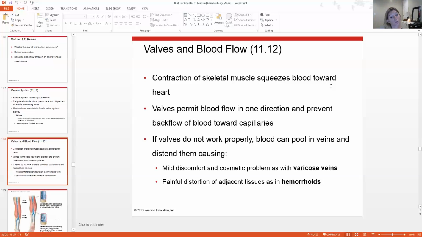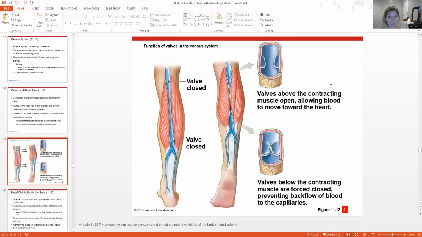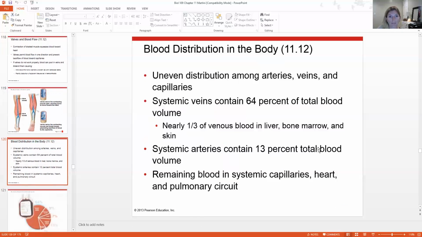If the valves don't work properly, that's when the veins can pool blood, and that's when you get varicose veins. This can also result in something like a hemorrhoid, around your anal sphincter when you're pushing and there's lots of pressure, and that blood isn't permitted to flow up. Those veins around that area can get inflamed and be very, very uncomfortable. Here are those valves in your legs. As you can see, they're unidirectional valves, only allowing for the one-way flow of blood.